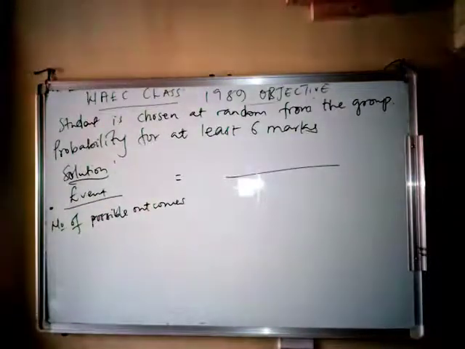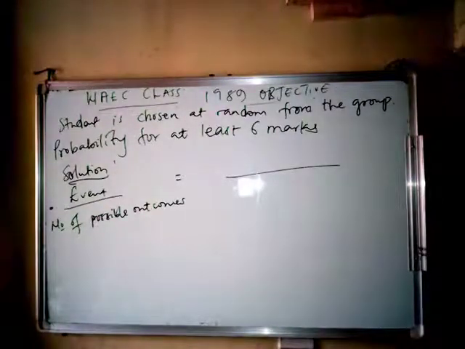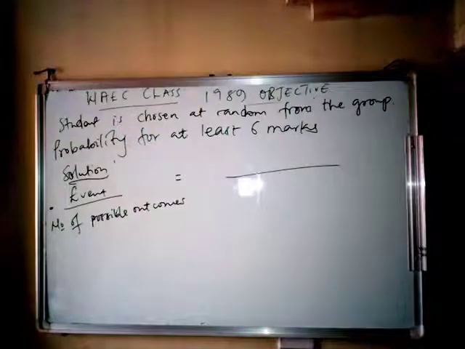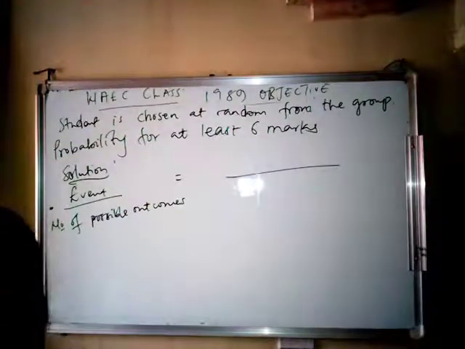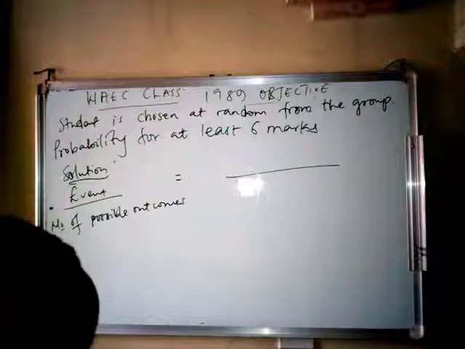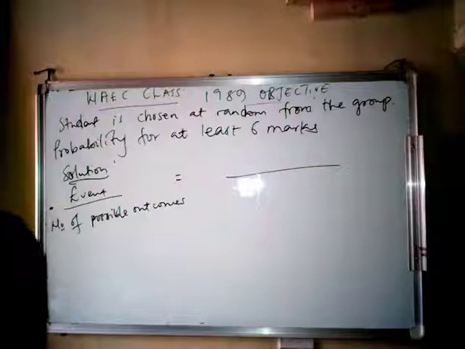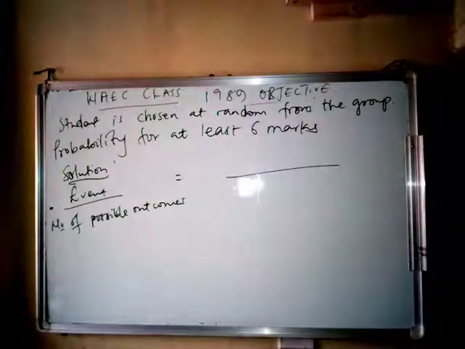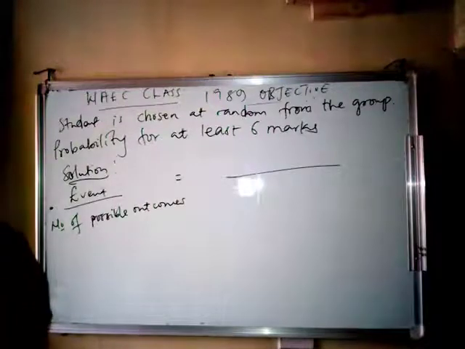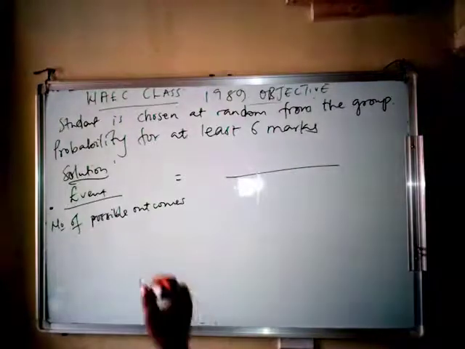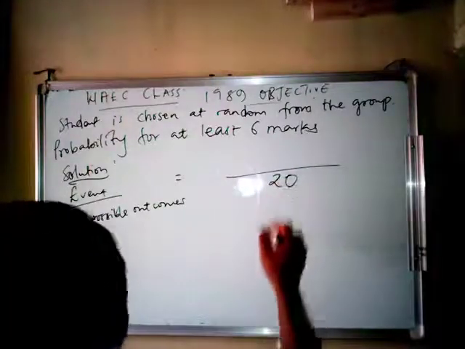So we have things like, if you look at the number of students that we have, the number of possible outcomes is the total of all the students there. So you have 2 plus 4 plus 7 plus 2 plus 3 plus 2. So let's add them together. 2 plus 4 is what? 6, right? 6 plus 7 is 13. 13 plus 2 is 15. 15 plus 3, 18. And 18 plus 2 is 20. So the number of possible outcomes, you have 20 of them.